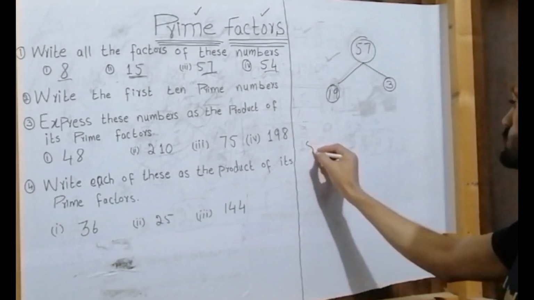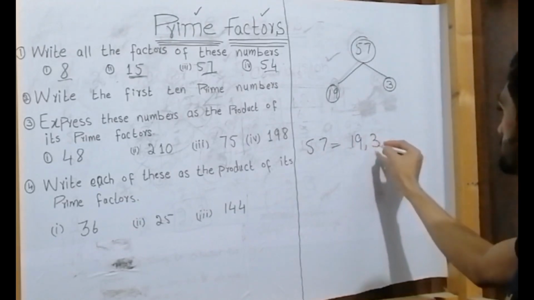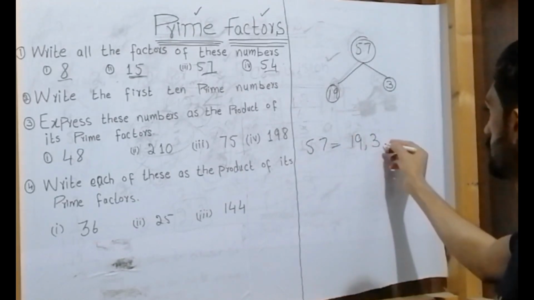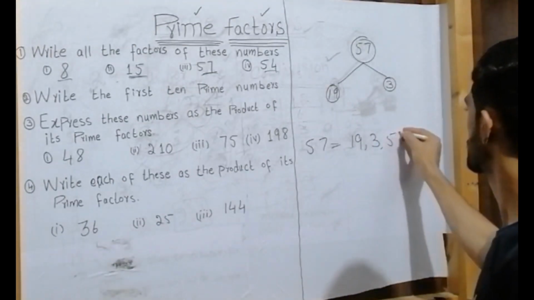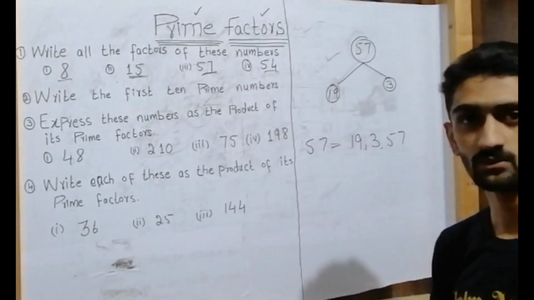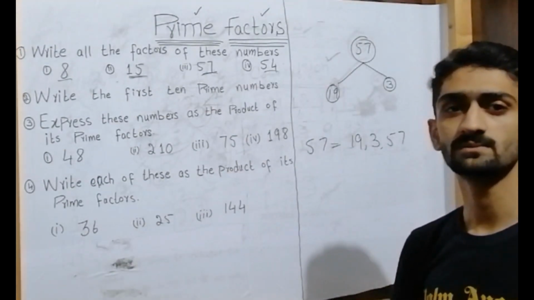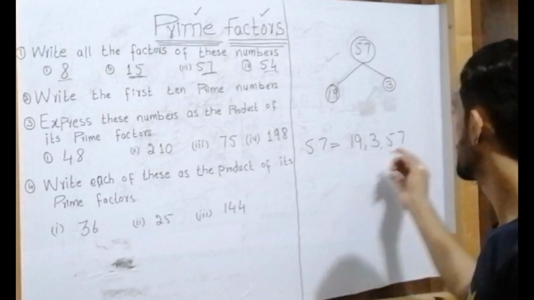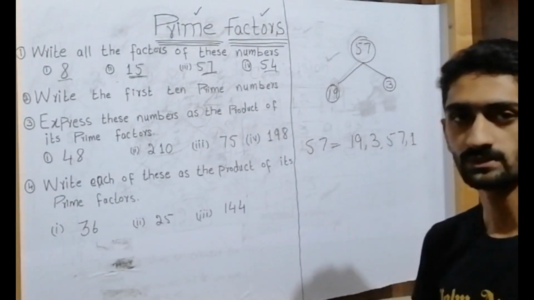So the factors of 57 are 19, 3, and obviously 57 is also a factor of it, because 57 is divisible by itself. And you can write 1 as well, because 1 is always a factor of every number.